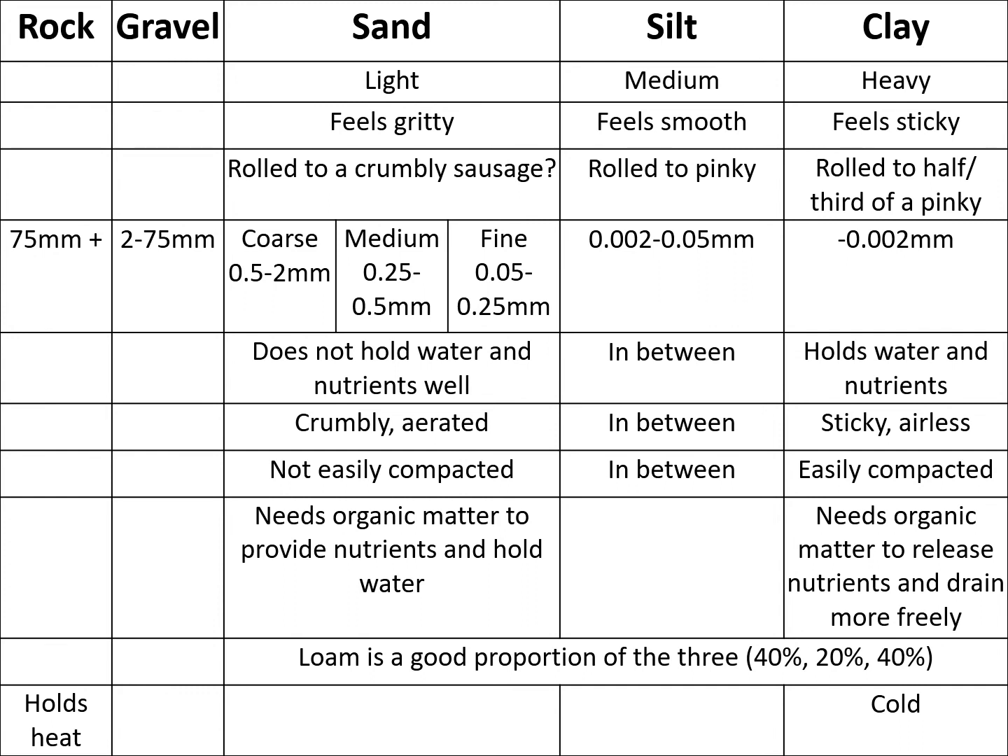This is beginning to look at how you tell them apart a little more. A sandy soil might roll to be a crumbly sausage if you're lucky. A silty soil will roll to a sausage the size of your little finger, and a clay soil will roll to half or a third of the size of your little finger.